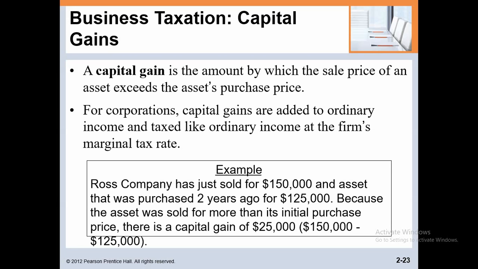And capital gains, obviously, directly add to your net income, and they are also taxed like ordinary income. So for corporations, capital gains are added to the ordinary income and taxed like ordinary income at the firm's marginal tax rate, as we mentioned before in the previous slide. So it was all about how organizations and businesses are taxed over time.